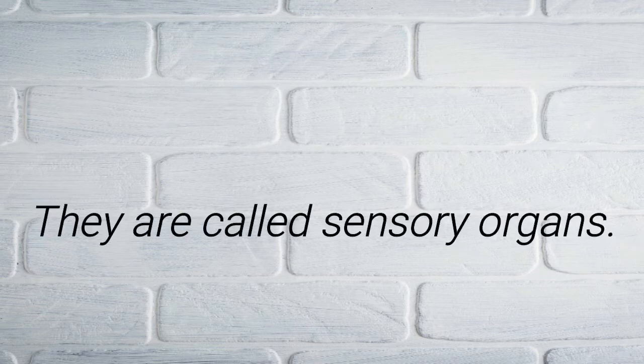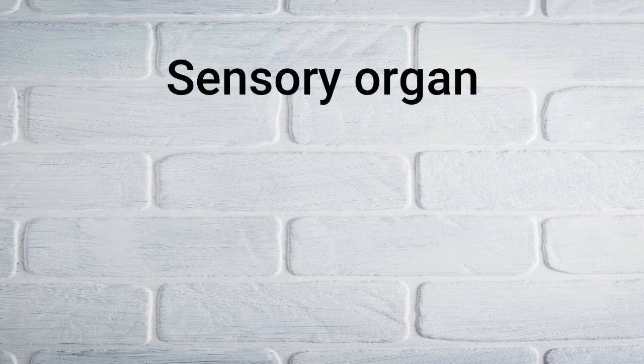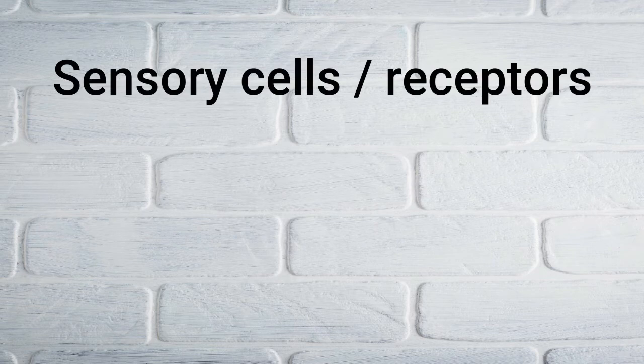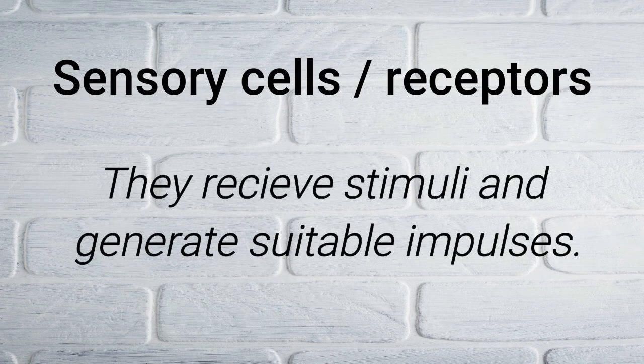How does the sensory organ detect these things? The sensory organ has special cells called sensory cells. They are also called receptors. These detect them. Understand? The receptors detect them. They receive the stimuli and create suitable impulses. What does that mean? If we are getting something, we must react to that, right? So it is kind of like that.